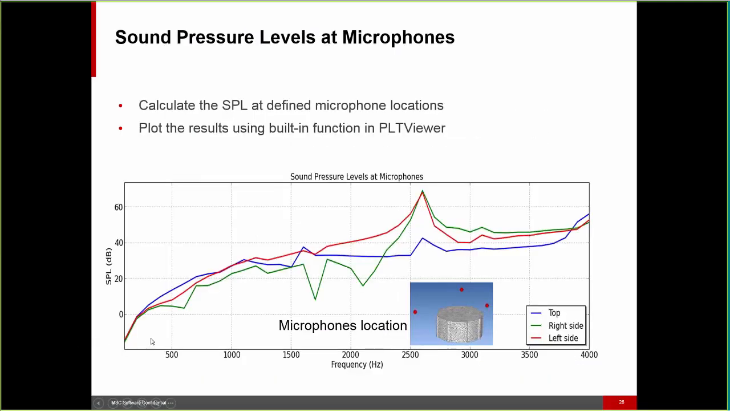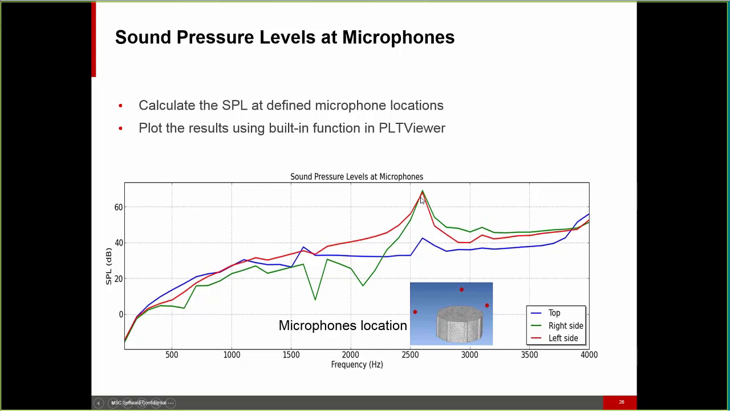So this is an example of sound pressure level at those 3 different microphones that I've shown in the model. The microphones are on the top, right, and left-hand side. This plot here is generated by the built-in post-processing tool in Actran, and it's called the PLT Viewer. PLT Viewer makes it very easy to post-process the acoustic results. Now, let's look at this curve here. We can observe a maximum peak at around 2.6 kilohertz.